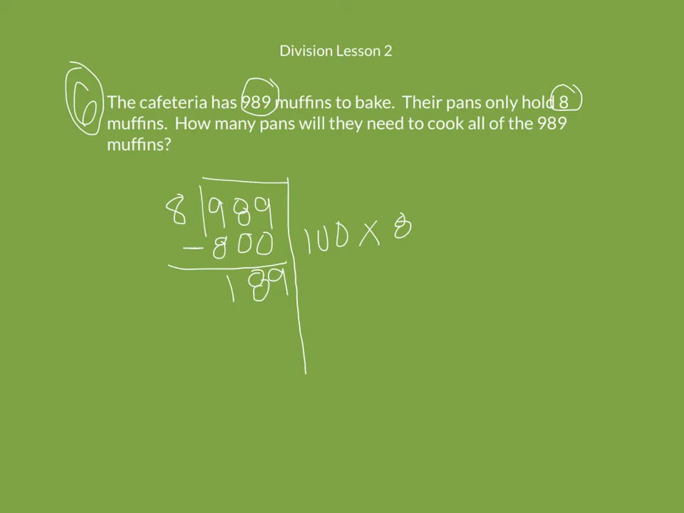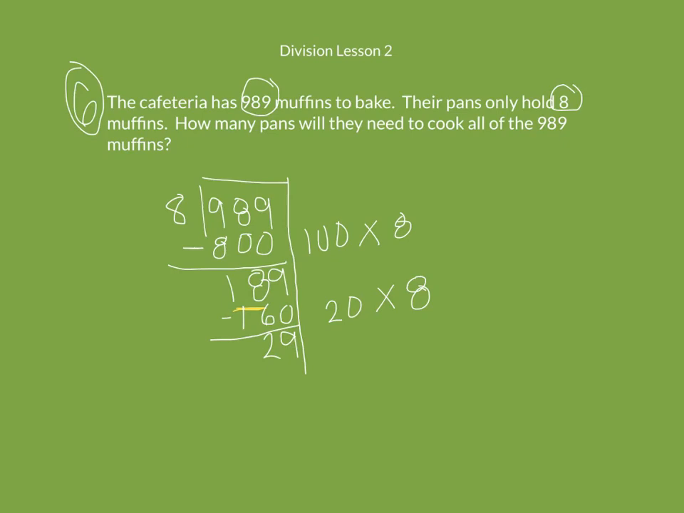I can't do another 100. So I'm going to think about these 2 digits together as 18 tens. And I know that 8 times 2 is 16. So that's pretty close. So I think I will do 20 groups of 8, 2 tens. 8 times 0 ones is 0. 8 times 2 tens is 16 tens. So that would be 160 muffins that we will have put into groups of 8. 189 minus 160 is 29. So now we have 29 muffins.